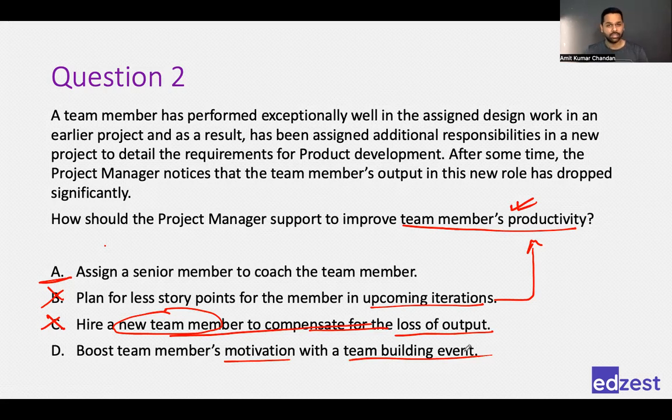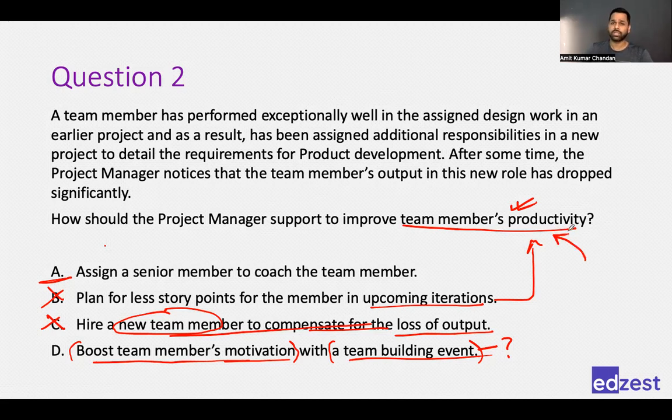Boost team members' motivation with a team building event. As I said, there would be two parts to many of the options. One would be the intention, why we are doing it, and one would be what are we doing. Intention is good. Boost the team members' motivation. Probably if they're motivated, the productivity will improve. But with a team building event, why? Why would you want to involve the whole team when you want to just improve a team member's productivity?